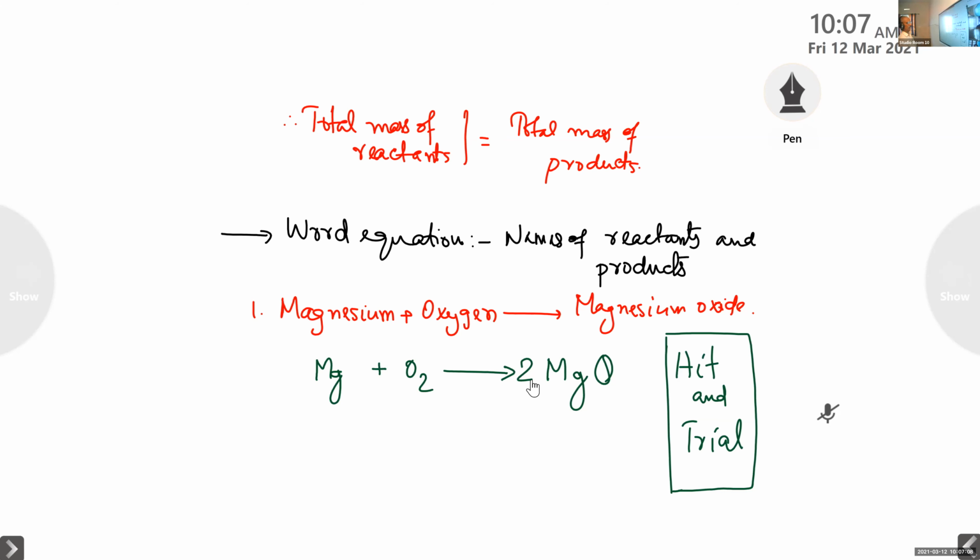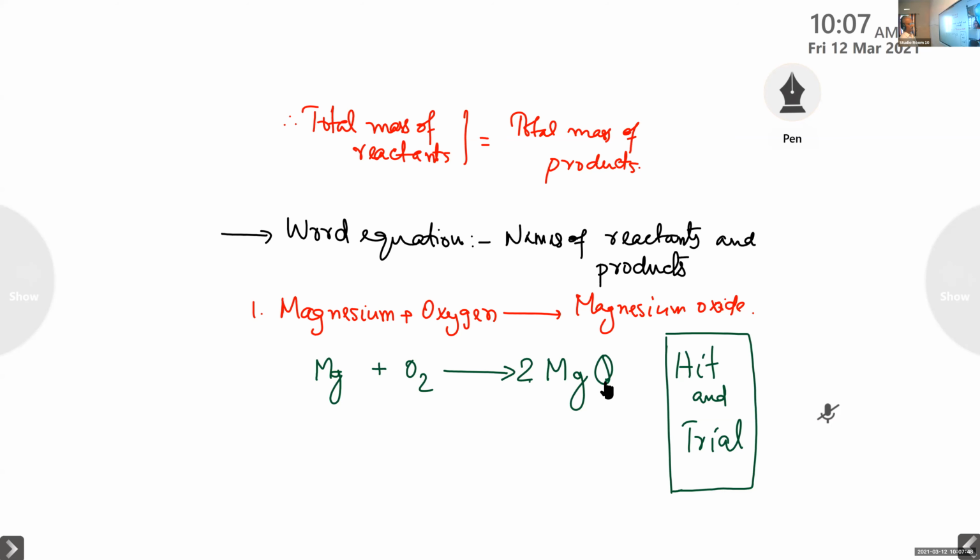So to equate the number of atoms on both sides, what do we do? We multiply the right hand side MgO by 2. Then there will be two oxygen atoms. Now oxygen is balanced. Okay? Agreed? Number of atoms are equal. Here in 2 MgO, there are two oxygen atoms. On the left hand side O2, there are two oxygen atoms. Now oxygen atoms are balanced.